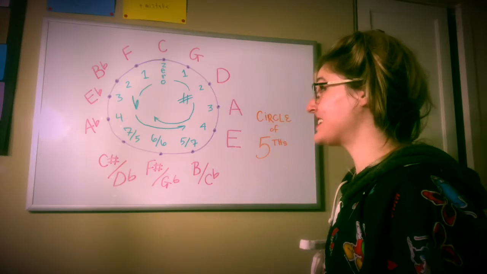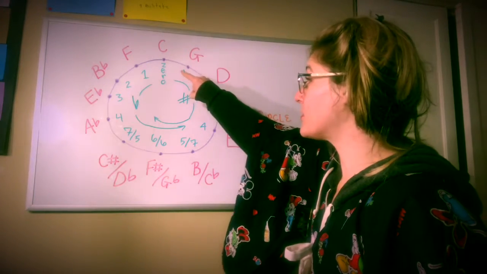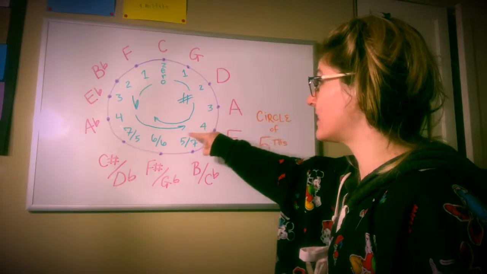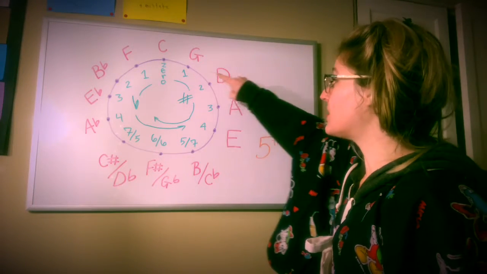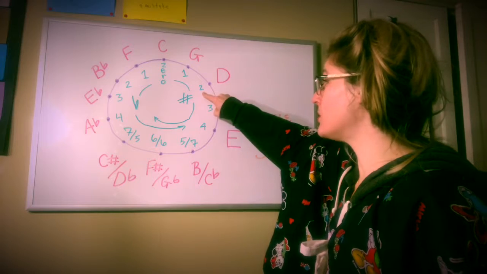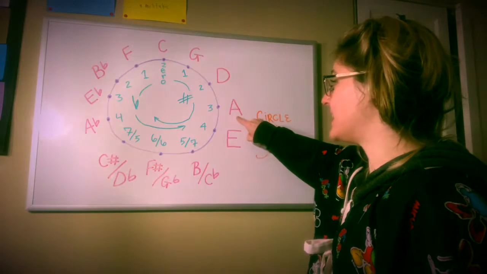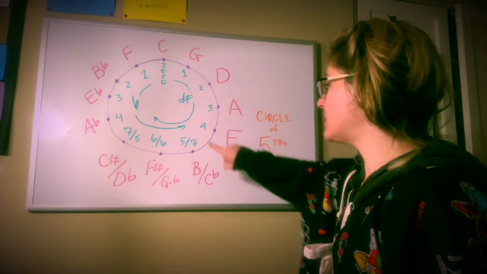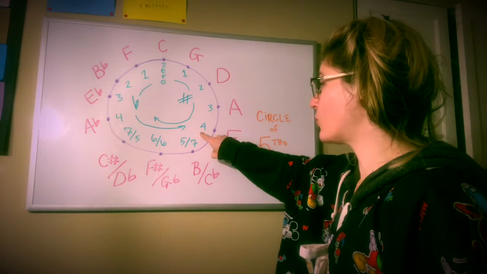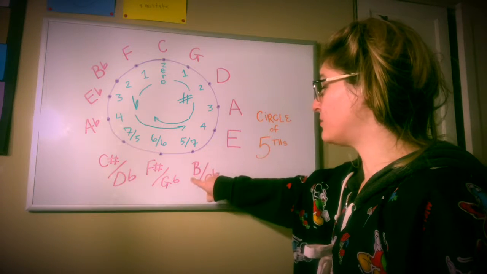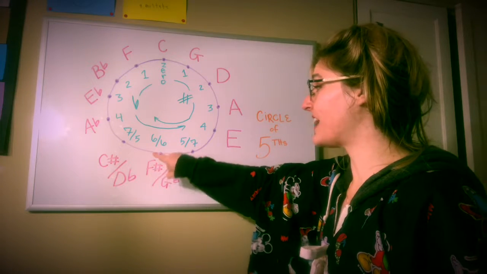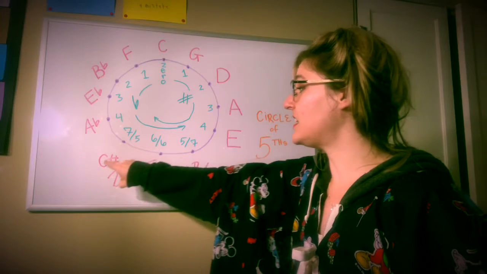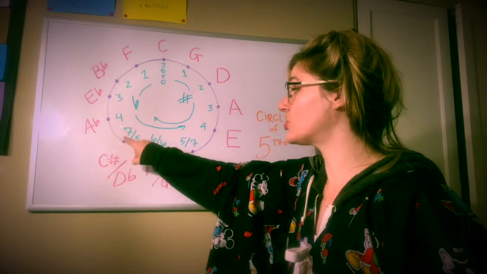Our sharp key signatures move around the circle going this way. The key of G has 1 sharp. The key of D has 2 sharps. The key of A has 3 sharps. The key of E has 4 sharps. The key of B has 5 sharps. The key of F sharp has 6 sharps. And the key of C sharp has 7 sharps.